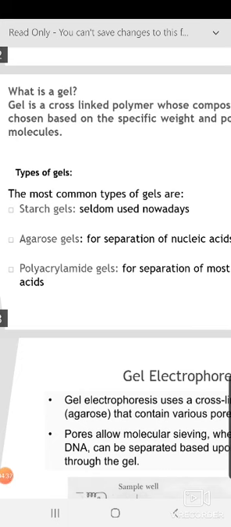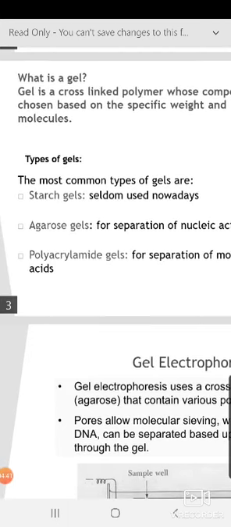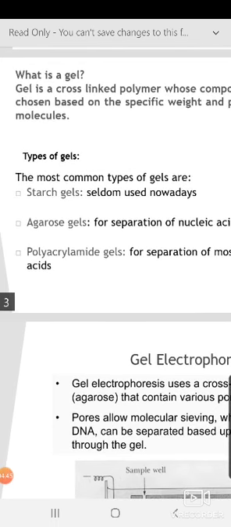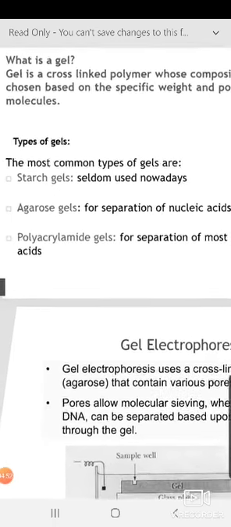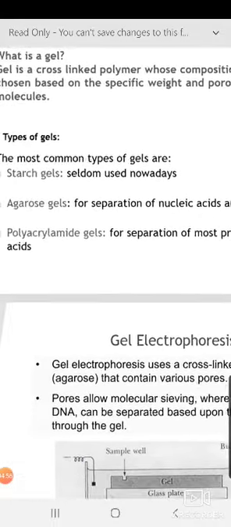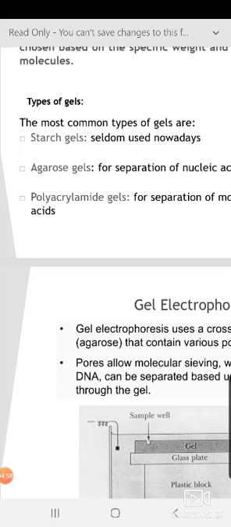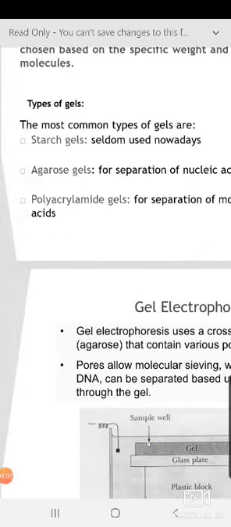The problem with the starch gel is that it gets contaminated. Bacterial and fungal contamination was very common, so nowadays this type of gel is seldom used. The popular one is agarose gel for separation of nucleic acids, and in some cases proteins. We will see only the nucleic acid. Polyacrylamide gel is for separation mostly of proteins and small nucleic acids. We'll see in detail what agarose gel and polyacrylamide gel are.